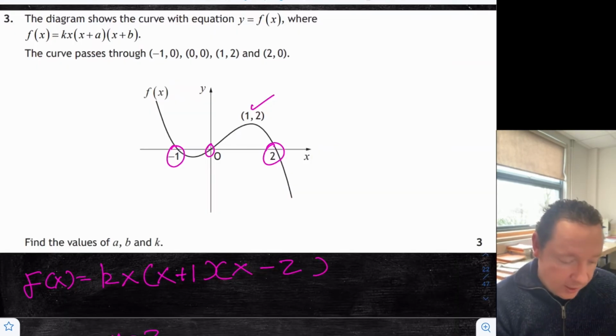Because the form was x and a, so our root told us that minus 1 is x plus 1, so a is 1. And then x plus b, but b is negative because 2, so it's minus 2.